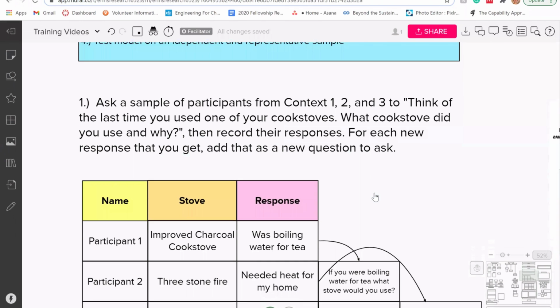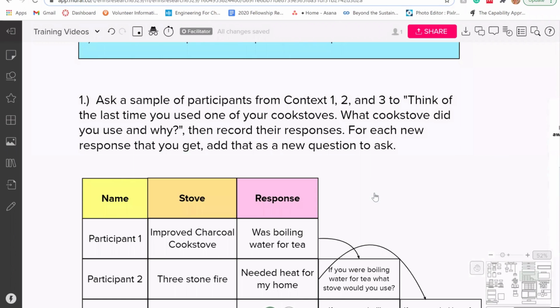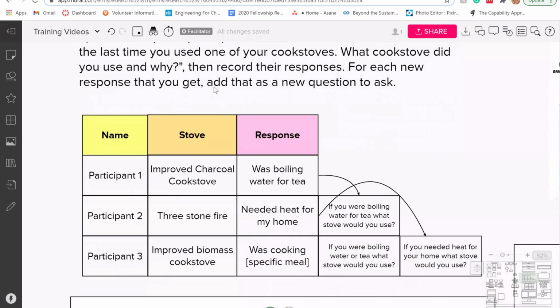So let's say we are interested in exploring how people decide to use their various stoves across 3 different contexts. Participants would be asked to think of the last time they used one of their cook stoves and what cook stove they used and why. For the first participant, you would record their response, and as you go through, you'll build off of each participant's response. So for example, I put together this example table, purely fictitious for just example purposes.